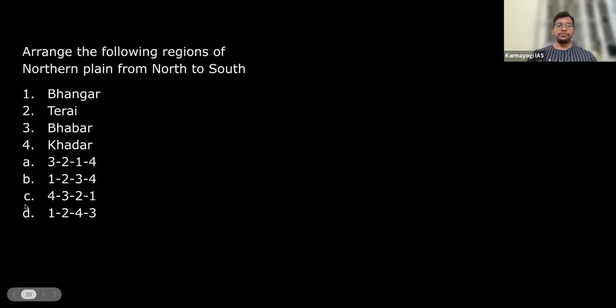Yeah. Next one, arrange the following regions of northern plains from north to south. Now they have given 4 plains and they are asking to arrange from north to south. Bhangar, Terai, Bhabar, Khadar, right? So these 4 are fertile regions, except one, which we will see as well.